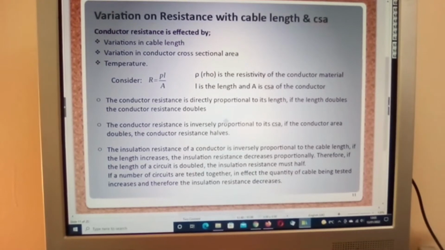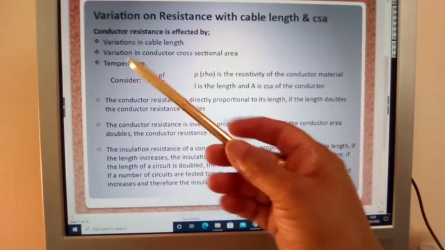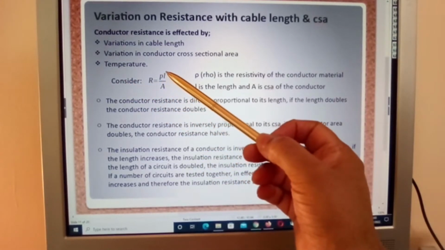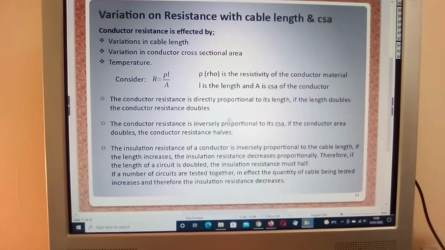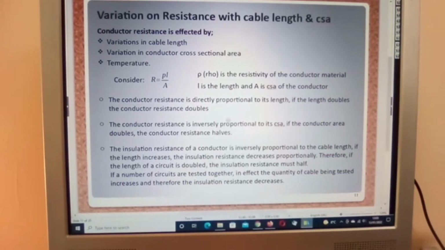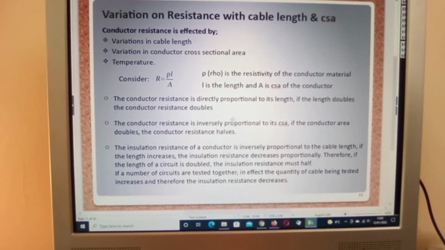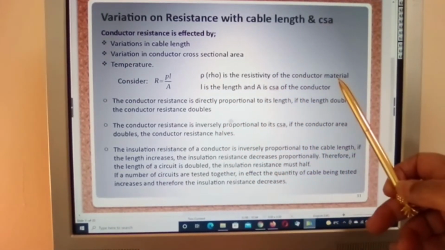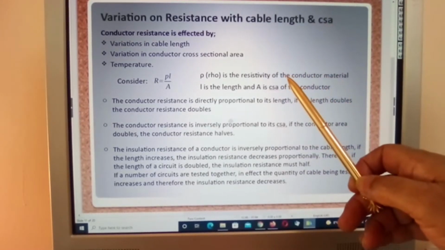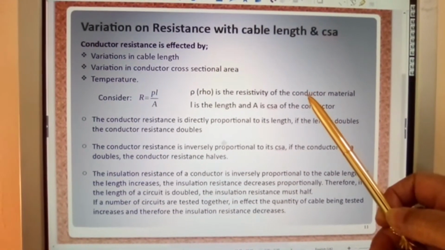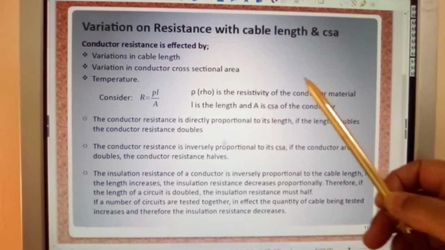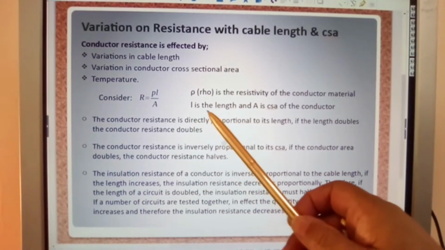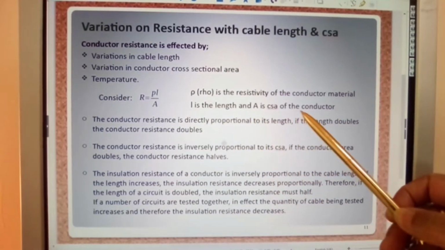Various cable length and cross-sectional area. Now, this here is calculation for resistance. Consider R equals rho L over A. L is the length of the conductor. Now, rho is the resistivity of the conductor material. So each material is given a value, and you will see this. This information would have been given to you some time ago, and if you look in one of my already mentioned videos, you should find this as well. L is the length and A is the cross-sectional area of the conductor.